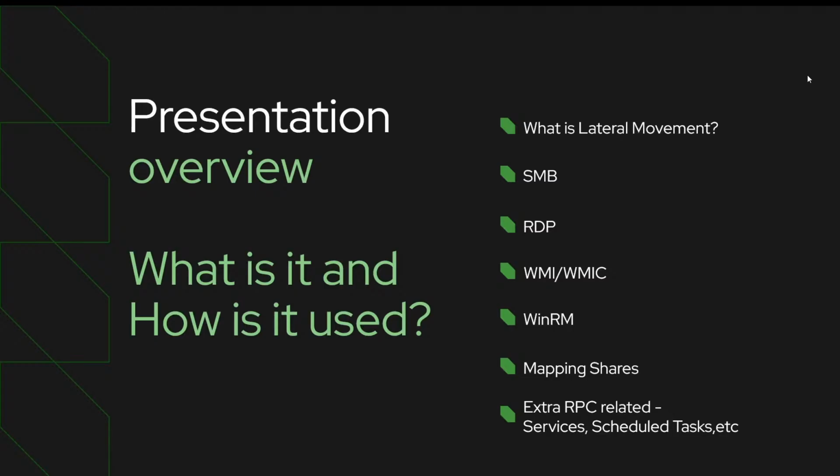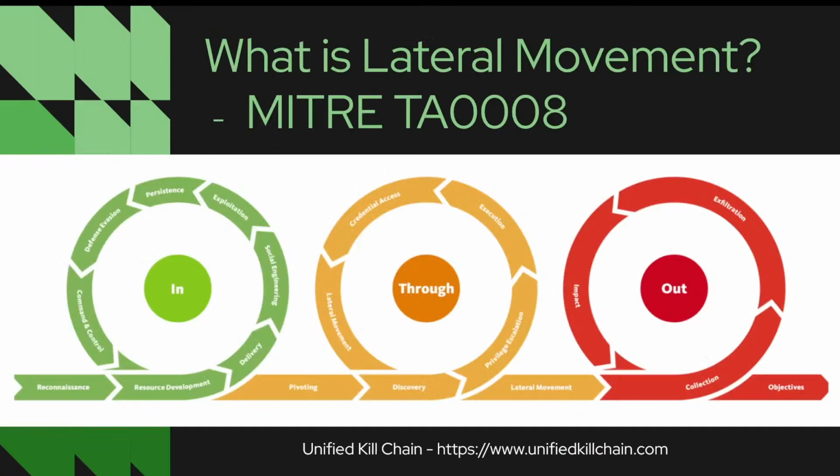So going into this, just a little bit of overview about the different things we're going to talk about. We're going to talk about what is lateral movement, why is it important, and then I have a bunch of the different types of techniques that we're going to be going through. So whether that's some method via SMB, RDP, WMI, WinRM, mapping shares, or there's other RPC related methods as well, such as services and scheduled tasks. So yeah, this is what we're going to be going through. So let's just start off with real basic. What is lateral movement, right?